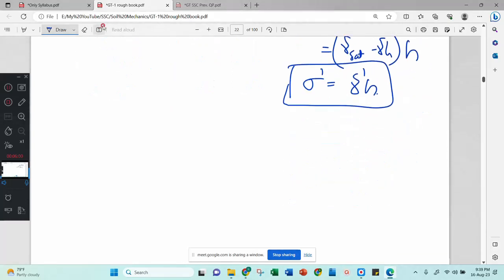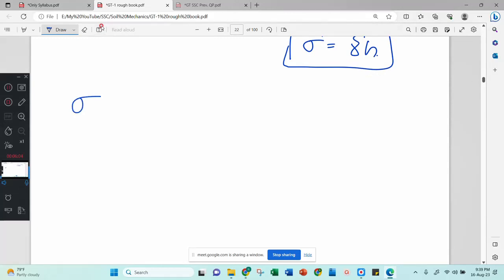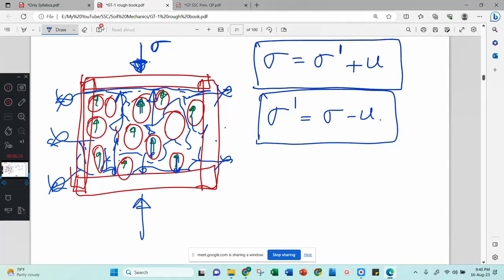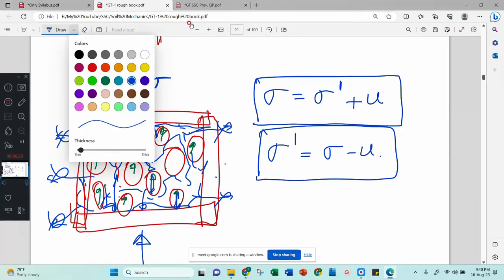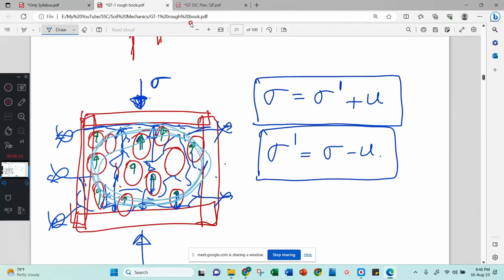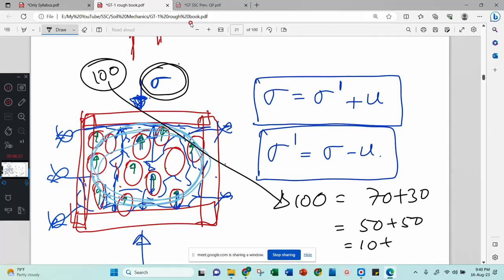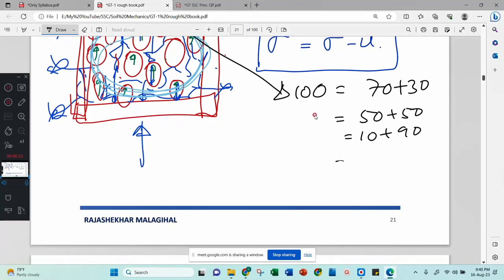Okay, now we have to remember 2 to 3 points here. Look here, sigma dash, effective stress, equals total stress minus pore water pressure. Understood? Now always think, the total stress will be constant, because the variations are happening inside the soil, no? Inside the soil variations are happening. Then what about outside? This outside sigma is always constant, because you have applied 100 means 100. How is this 100 resisted? 100 can be resisted like 70 plus 30, or 50 plus 50, or 10 plus 90, or it might be 100 plus 0, or 0 plus 100. Therefore this 100 means 100 only.